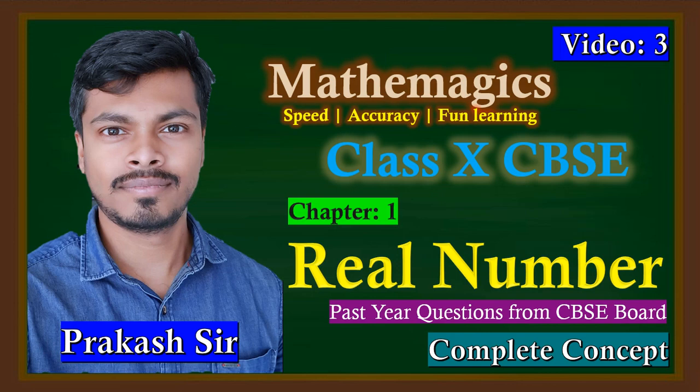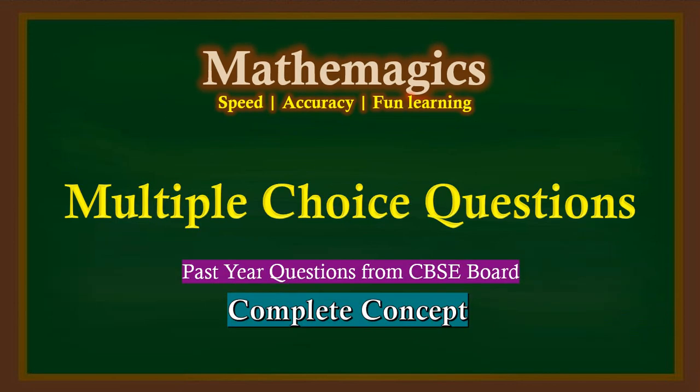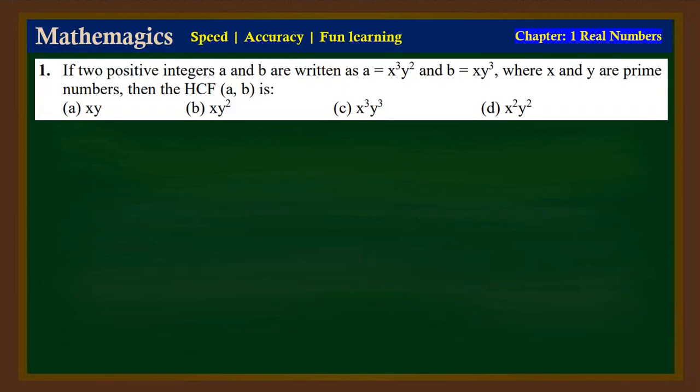So, in the first part, we are going to solve the multiple choice questions, which were already asked in past years. So, now let us start. Question number 1: if two positive integers a and b are written as a equals x cube y square and b equals x y cube, where x and y are prime numbers, then find the HCF of a and b.